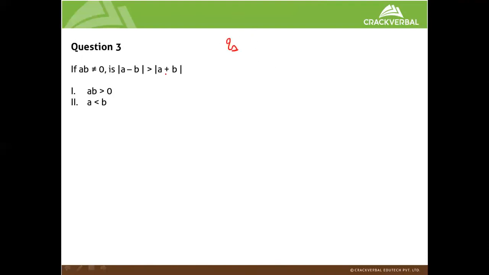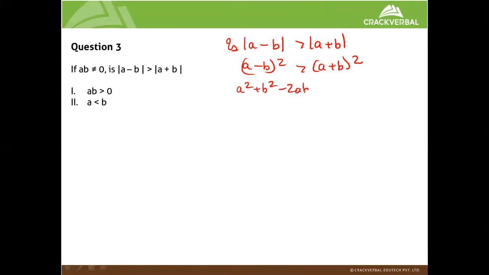This is, by the way, an actual GMAT prep question. Is mod of A minus B greater than mod of A plus B? As soon as I see this question, I know that this question falls under type 4, right? So if it falls under type 4, I'm just going to square both sides and remove the mod. So this would be A minus B whole square is going to be greater than A plus B whole square. So A square plus B square minus 2AB is greater than A square plus B square plus 2AB.